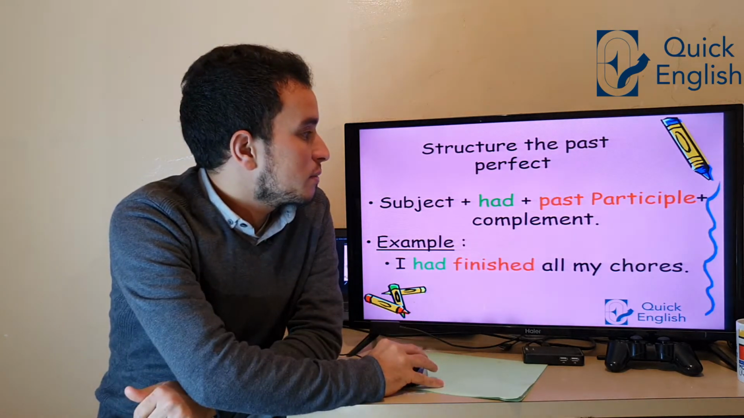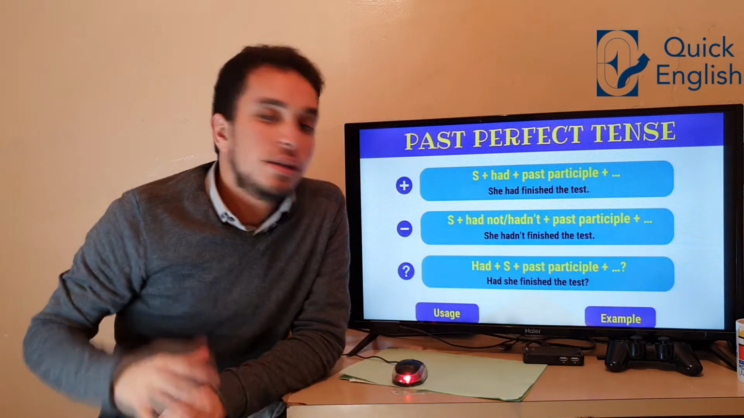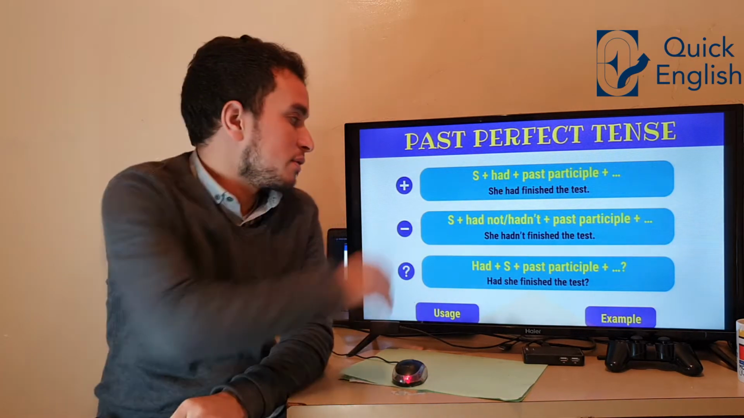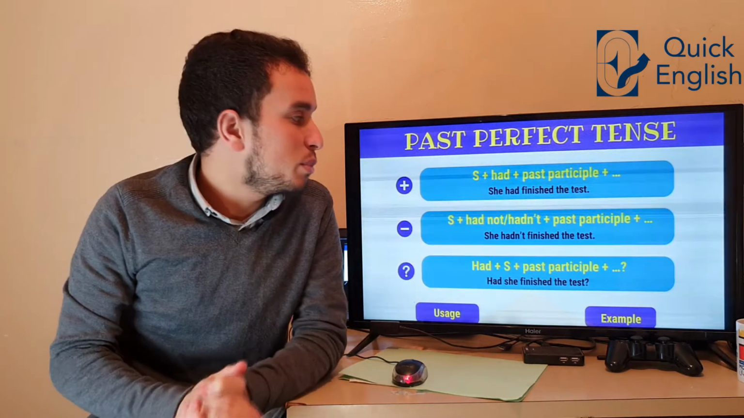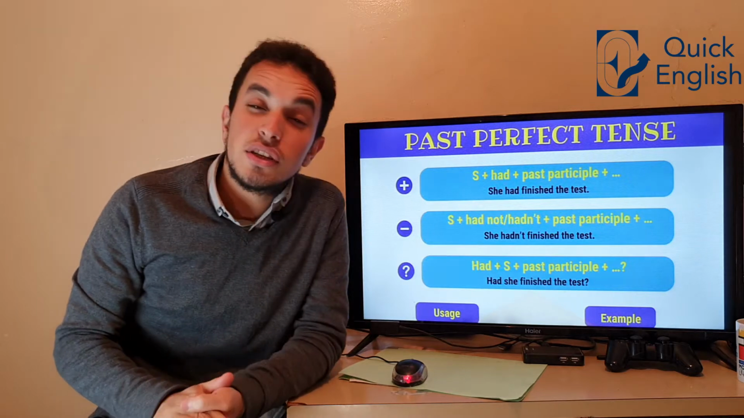Okay, let's move on. Now, this is the form of the positive. The form of the positive is subject plus had plus past participle. Very simple. The example you have here: she had finished the test.